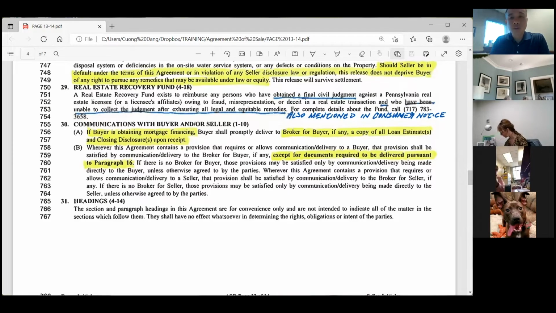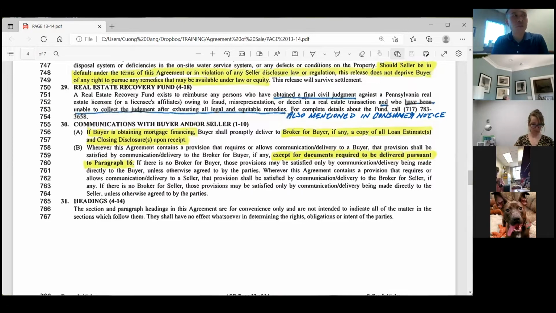Wherever this agreement contains a provision that requires or allows communication delivery to a seller, that provision shall be satisfied by communication delivery to the broker for seller, if any. If there is no broker for seller, no seller rep, those provisions may be satisfied only by communication delivery being made directly to the seller unless otherwise agreed to by the parties. So basically it's saying talk to the buyer rep, talk to the seller rep, except for documents required to be delivered pursuant to paragraph 16, which is the HOA condo docs.